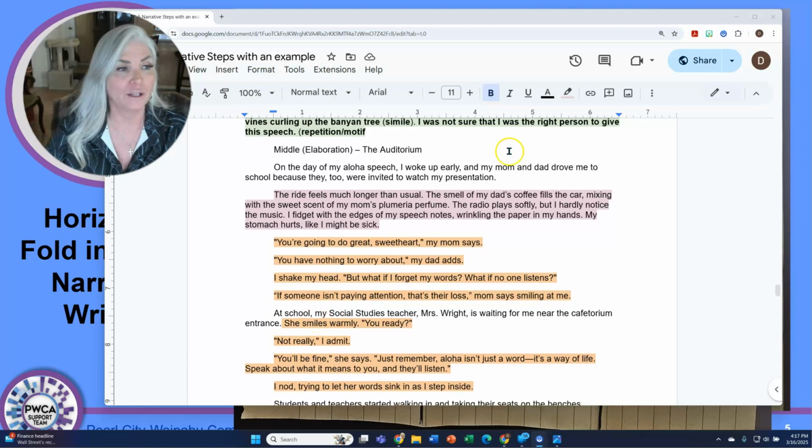And then we're now in the car with Mom and Dad. We're going to describe that scene. The ride feels much longer than usual. The smell of my dad's coffee fills the car, mixing with the sweet scent of my mom's plumeria perfume. The radio plays softly, but I hardly notice the music. I fidget with the edges of my speech notes, wrinkling the paper in my hands. My stomach hurts, like I might be sick.